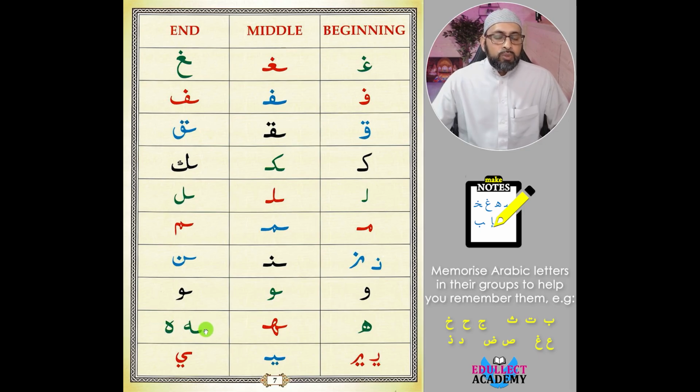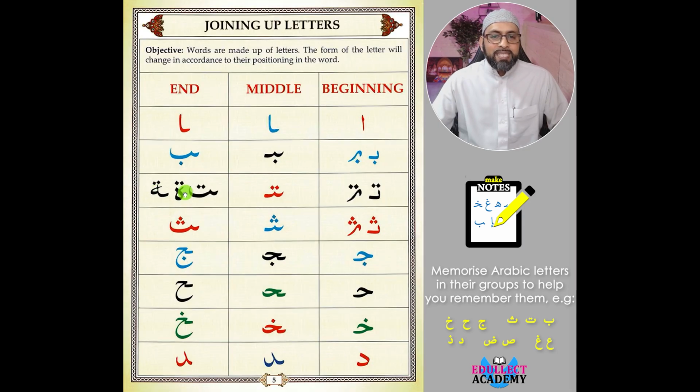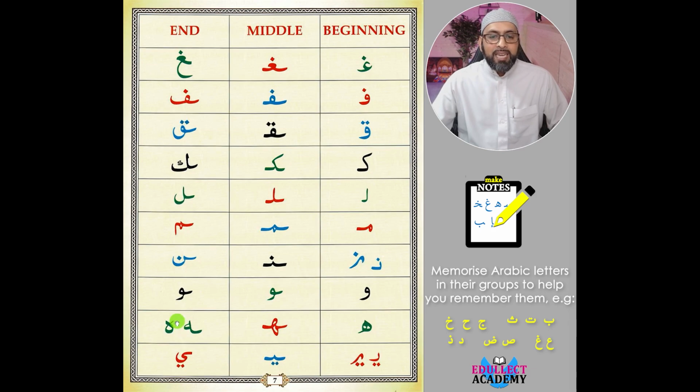If you remember previously, we looked at the way that ta was written. So if you just remember this symbol here, if we go back to ta, you've got these two symbols again. So how do you differentiate between a ta and a ha? Ta has 2 dots and ha has no dots. Okay, so I hope that's clear.